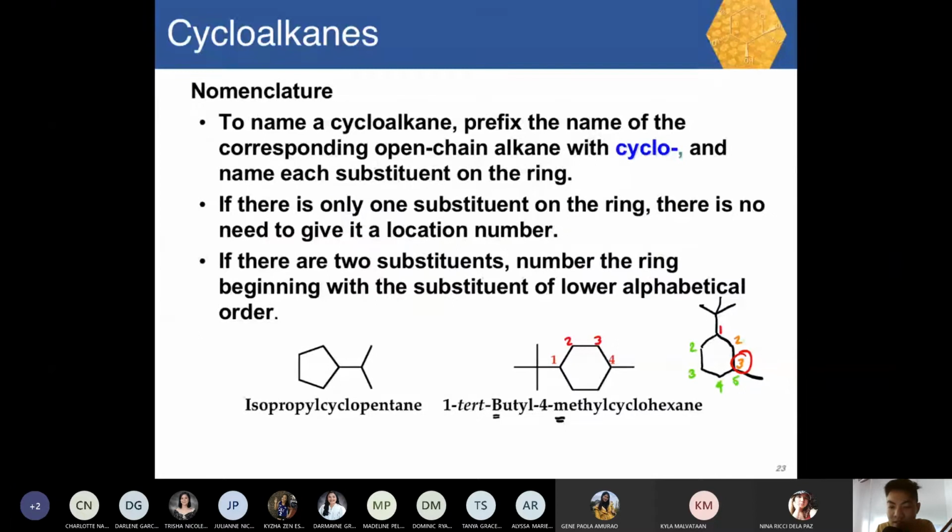So, when naming your cycloalkanes, you name your parent chain, which is your cyclic compound, no? Ipapangalanan mo siya based on the number of carbon atoms it possesses, no? Check the number of carbon atoms in your ring now. So that would be the first step.